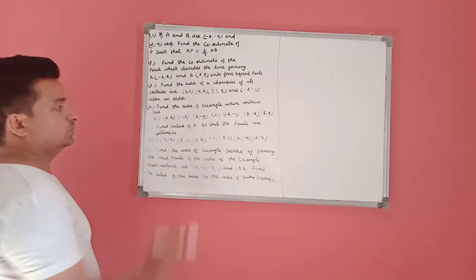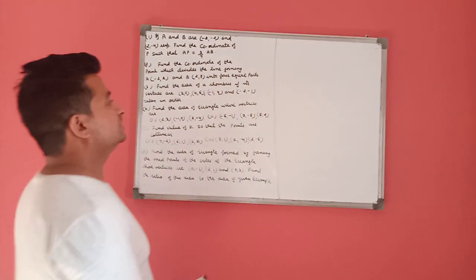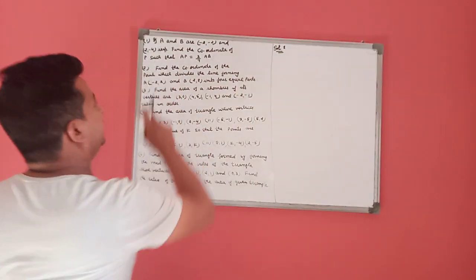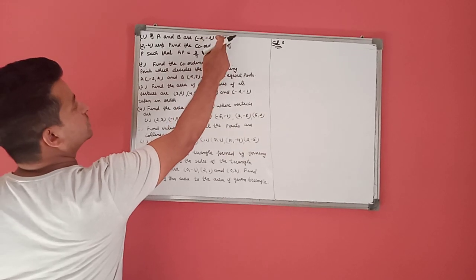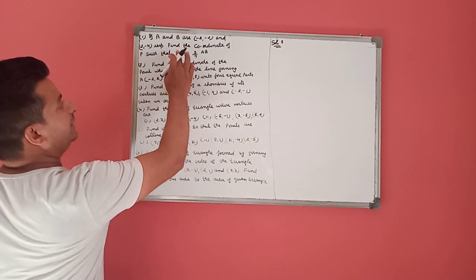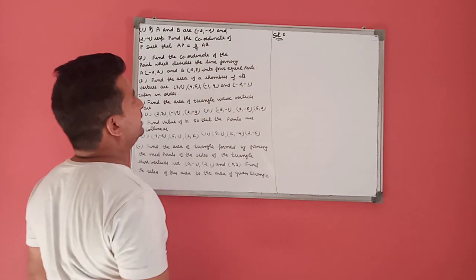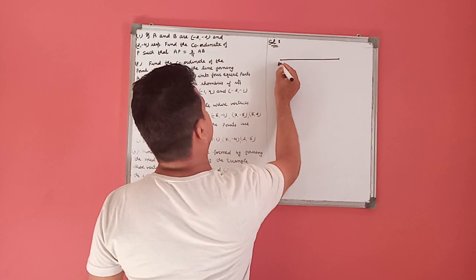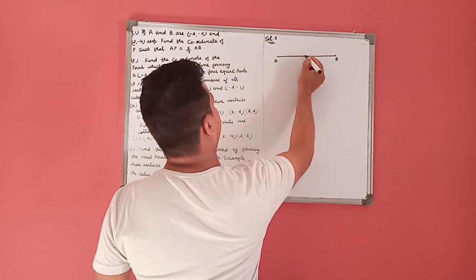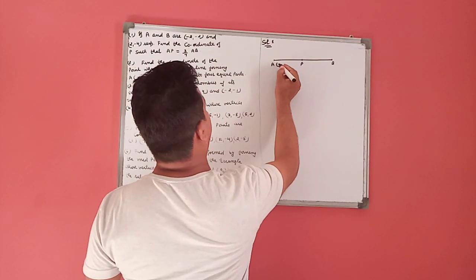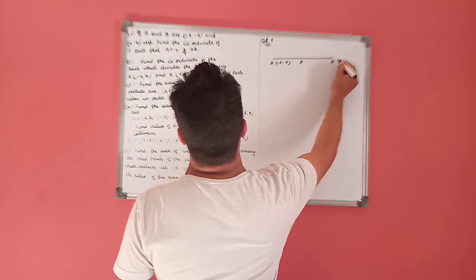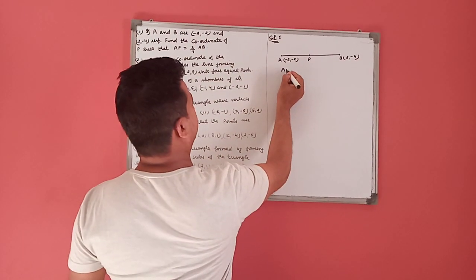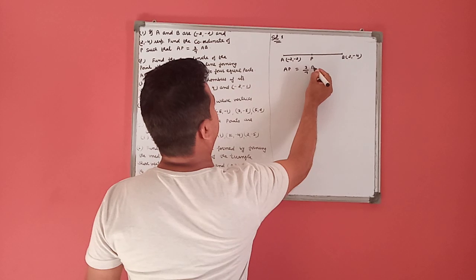These are the 6 questions of coordinate geometry. The first one, question number 1, is: if A and B are (-2, -2) and (2, -4) respectively, find the coordinates of P such that AP is equal to 3/7 times AB. This is A, this is B. If we take P here, the coordinate of A is (-2, -2), and the coordinate of B is (2, -4). We are given AP is equal to 3/7 AB.